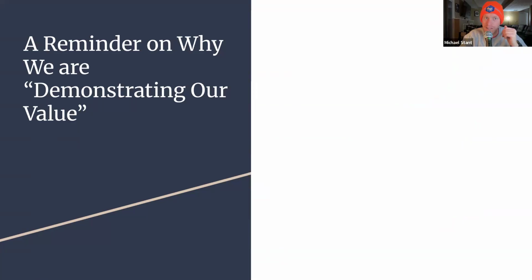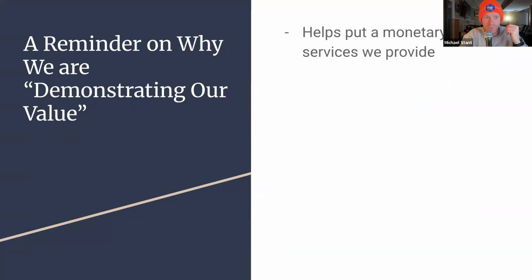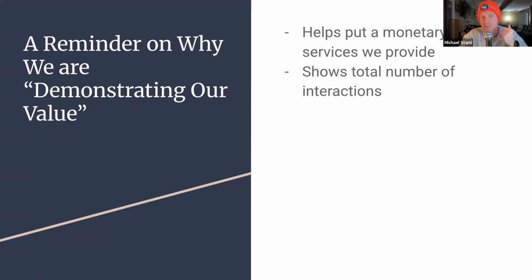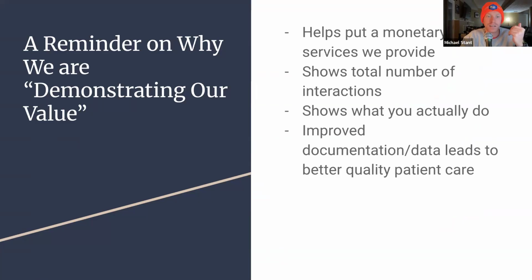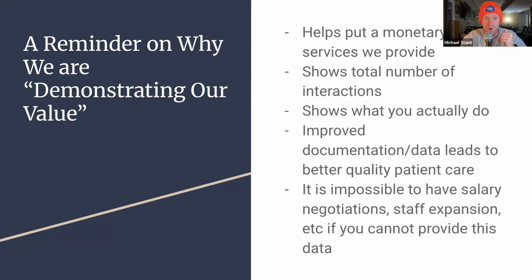So, quick reminder, honestly, this is a little bit over time, but right, why are we doing this? Put a monetary value to what we do, show everything that we do, show that I'm not just here waiting for an injury. There are all these things that I'm doing. It's going to force you to improve your documentation and data, which is going to lead to better quality patient care. And you can't really have discussions over salary negotiating, staff expansion, etc., if you don't have the data to back it up.